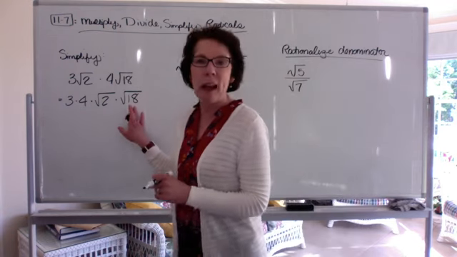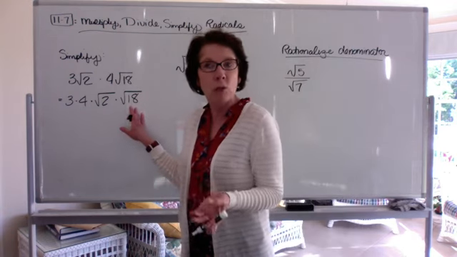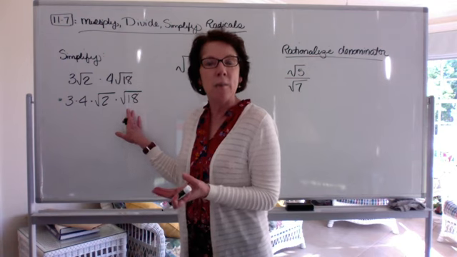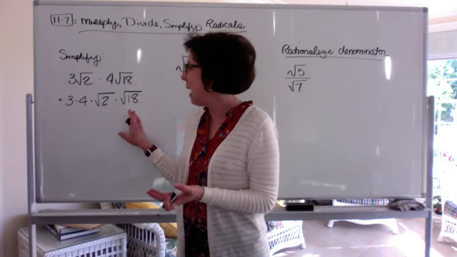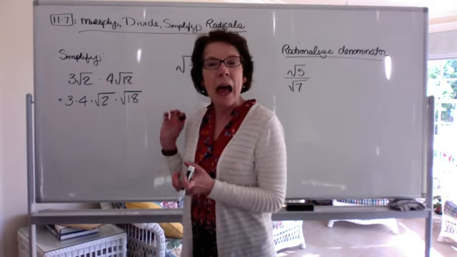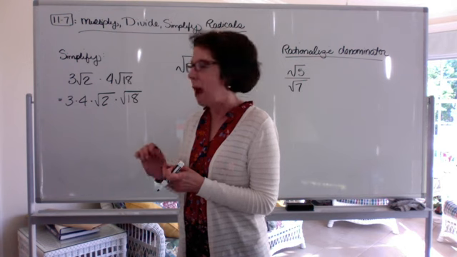I could start right now and say, oh, what's the root of 18? Well, that's the root of 9 times 2. And I could simplify this as 3 root 2 and then go ahead and keep going. But I noticed something that's great right here.